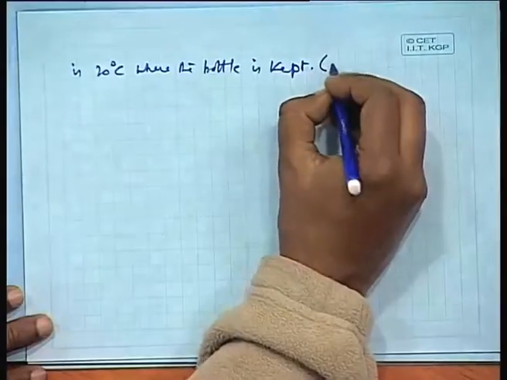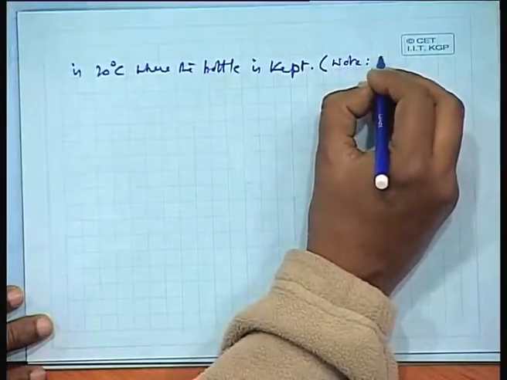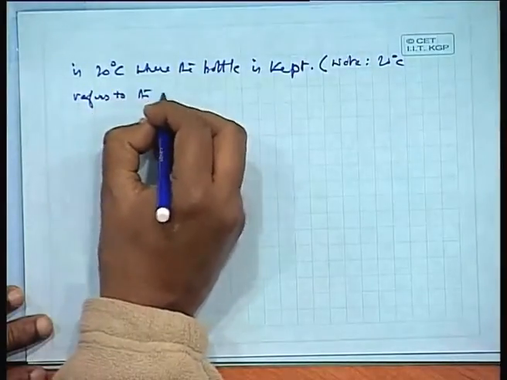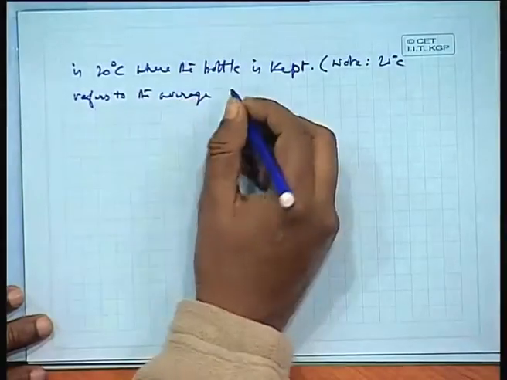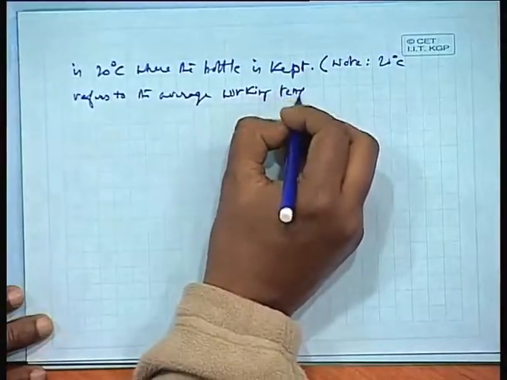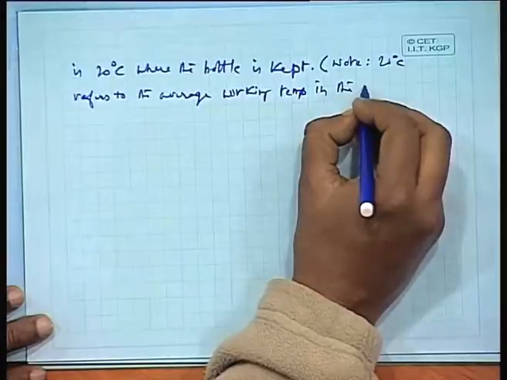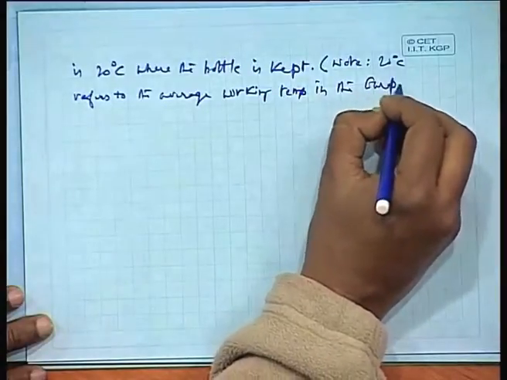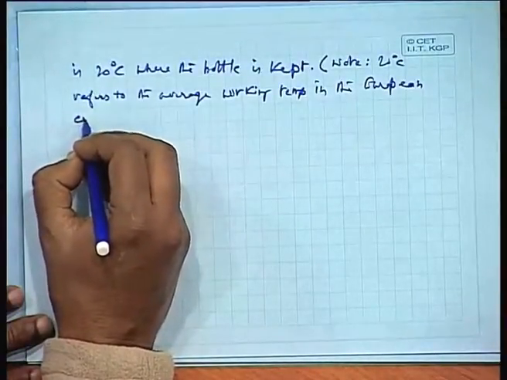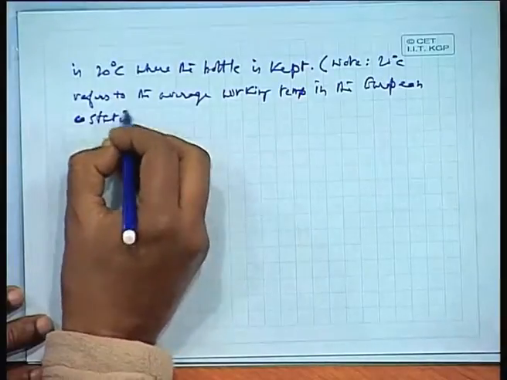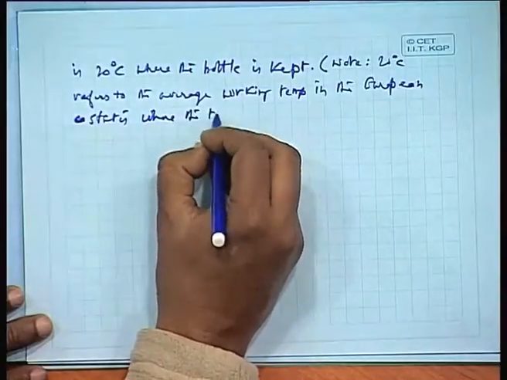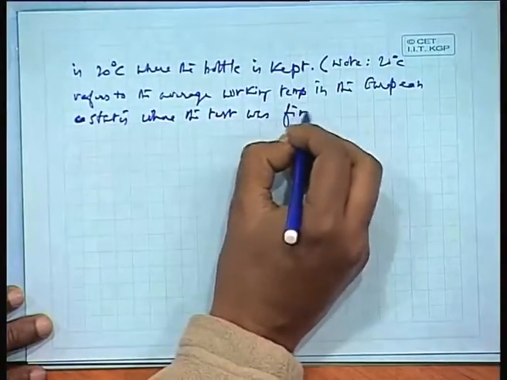You make a note here: 20 degrees centigrade refers to the average working temperature in the European cities or European states where the test was first introduced.